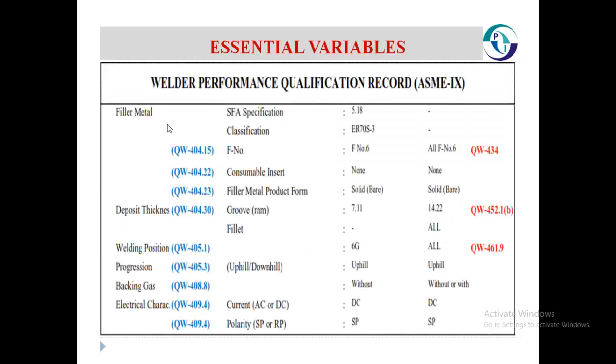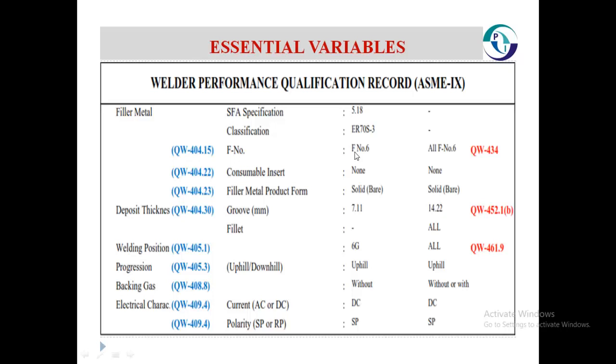Next is the filler metal. As we know, for the GTAW process, the filler metal may or may not be required to weld a joint, but in our case, we are using the filler metal, so the filler metal variable should be applied. SFA specification and classification is a non-essential variable, but the F number is an essential variable as per QW 404.15.